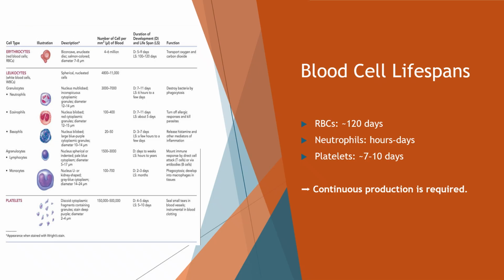So what's the big takeaway here? Blood cannot sit still. If production pauses even briefly, numbers fall quickly. There's no long-term storage system. From a histotechnology perspective, this matters because changes we see in blood or marrow often reflect very recent physiologic events. Blood morphology is basically a real-time status update from the body. And that's why continuous production isn't optional. It's survival.